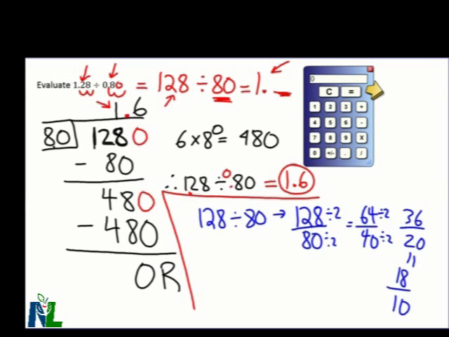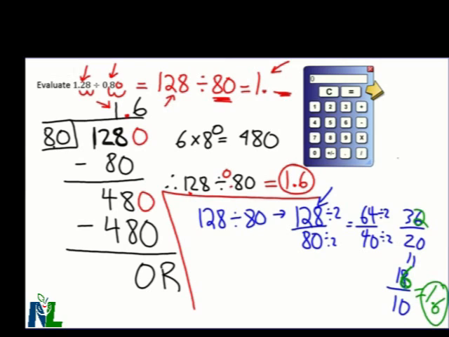So I've made a mistake there. Let's see. Half of 128 is 64. Half of 80 is 40. Half of 64 is not 36. Half of 64 is 32. And half of 32 is 16. And 16 divided by 10 is 1.6.